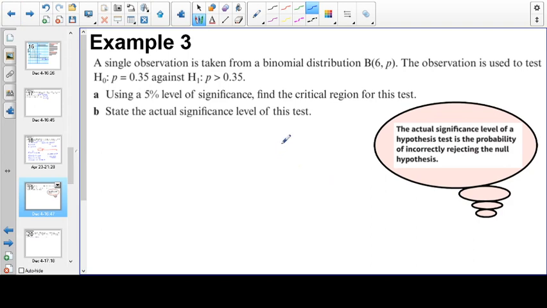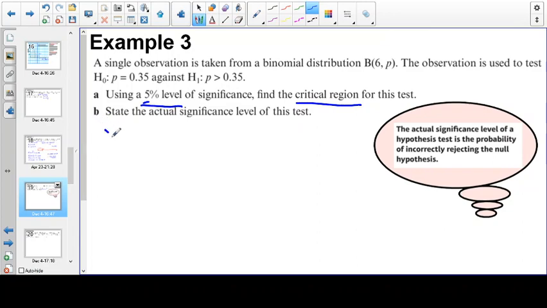Okay, example 3. Again, there's no other context. A single observation is taken from a binomial distribution. Number of trials 6, probability of success will be 0.35. The observation is used to test the null hypothesis, 0.35. So this is our default. This time we're testing to see if the probability of success is greater. 5% significance level, find a critical region.